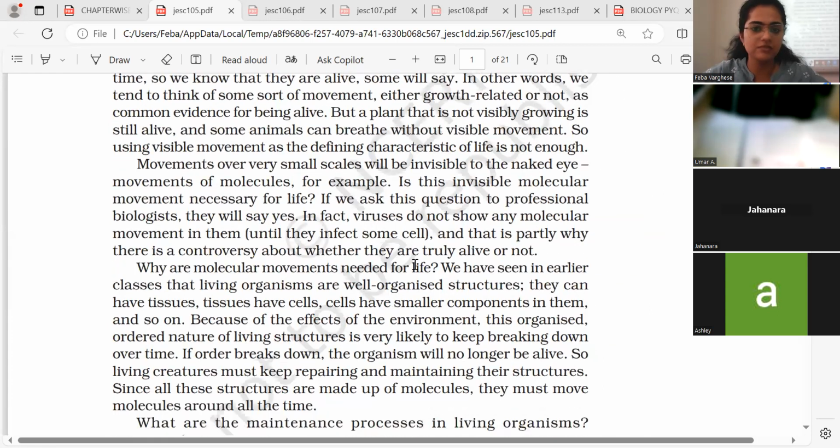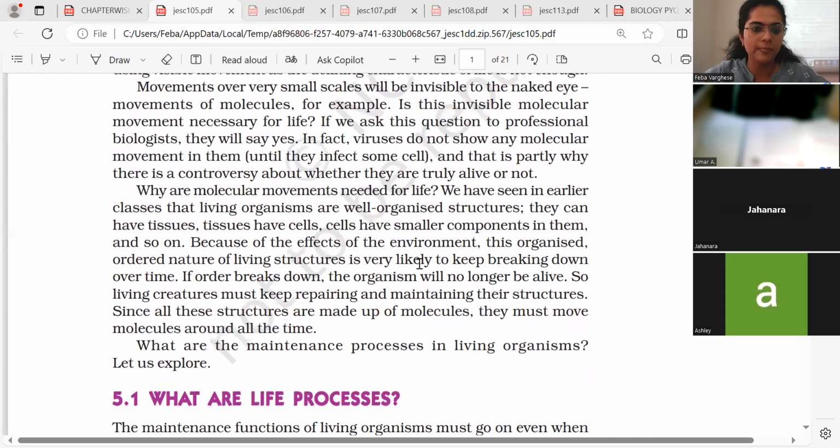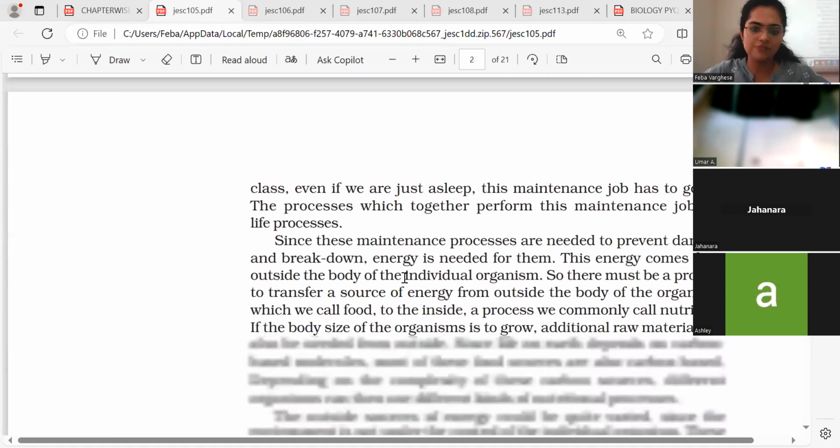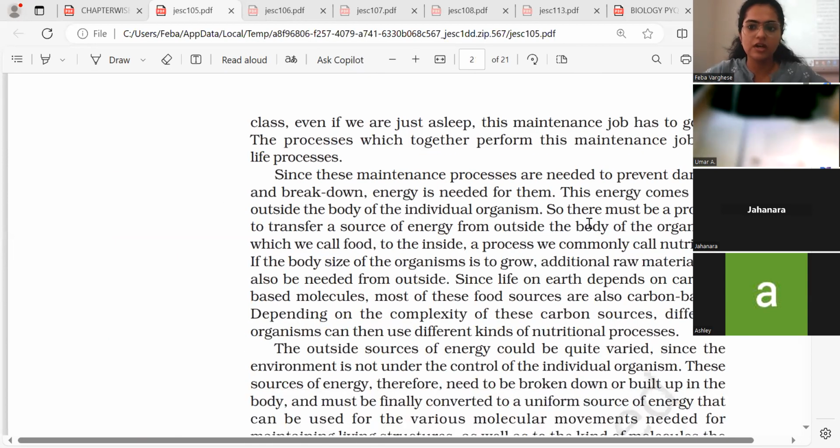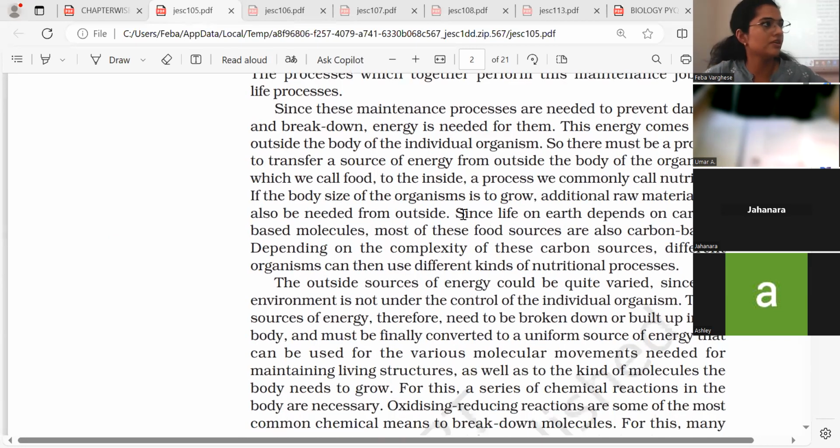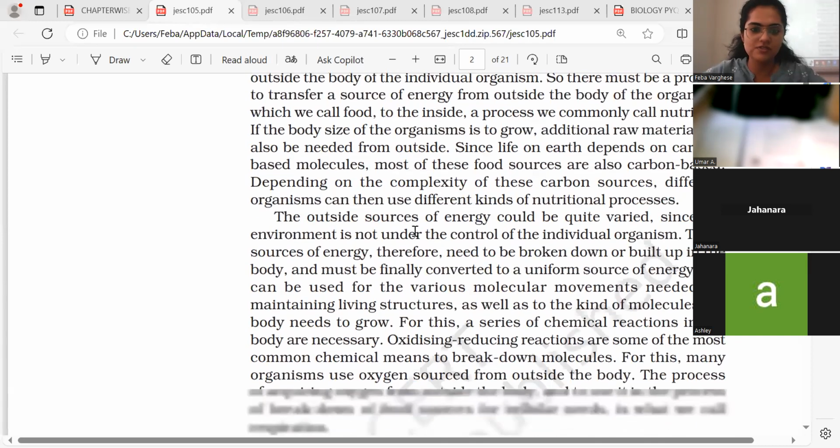So we'll begin with the life processes chapter. Please pay attention carefully. We'll quickly go through all the concepts. What all are the life processes? That's what is discussed over here. First one is the nutrition process, how important it is. That is what is discussed in this first paragraph.